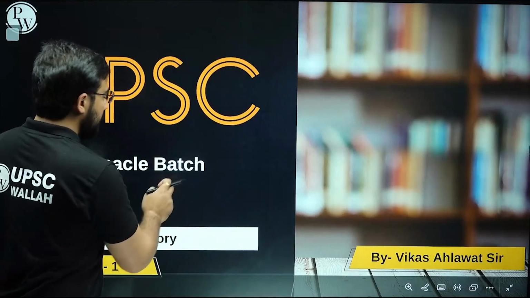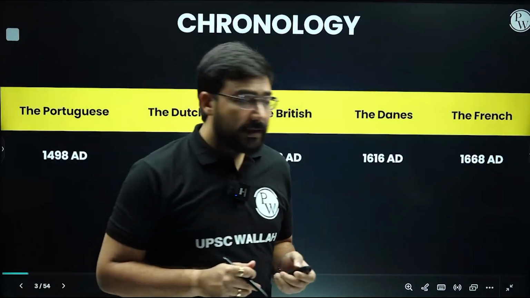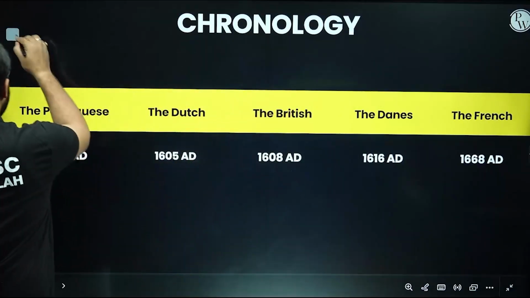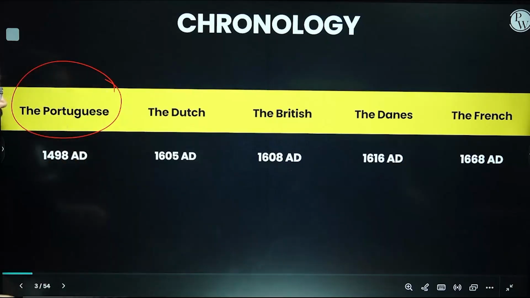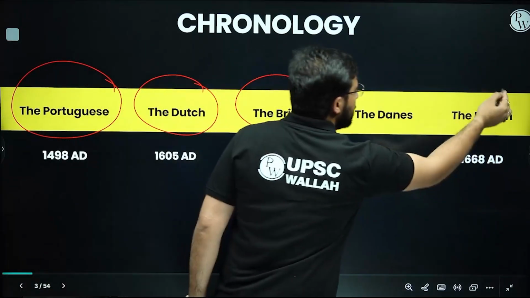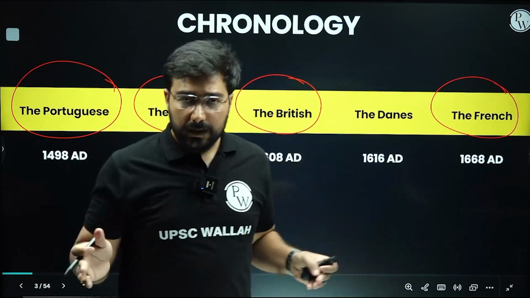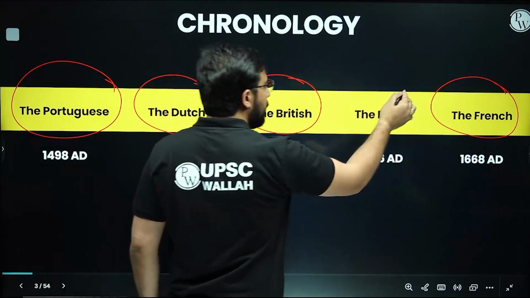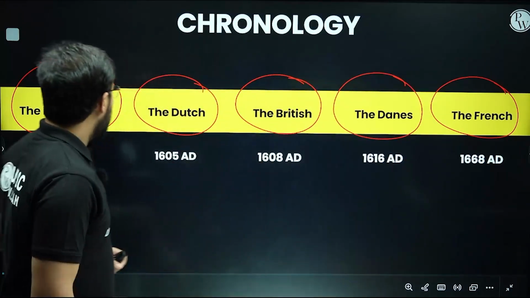So when we talk about European companies, in general, we discuss four. The first one to arrive were the Portuguese. The second one to arrive were the Dutch. Third were the British. And in general, we skip all the way to the French. But if we see the overall timeline, there is one more company which comes in between, and that is the Danish company.